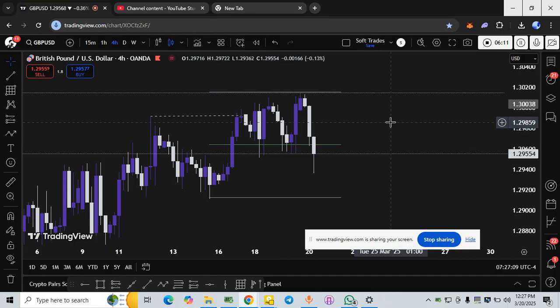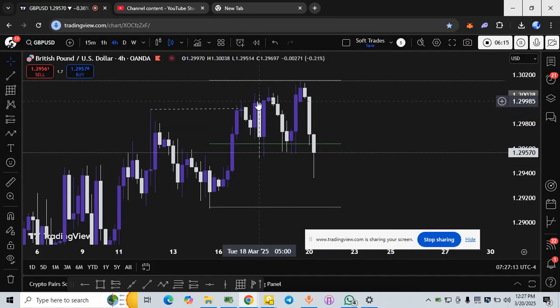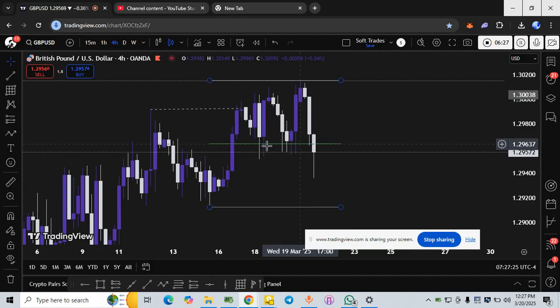Now, another way to identify inducement is that if you look at these moves over here, you see that they did not actually have the body of the candle closing above the previous candle over here, which shows you that these are actually manipulation. So you want to wait for price to come down, take out these stop losses over here, before you can look for a setup around this area.